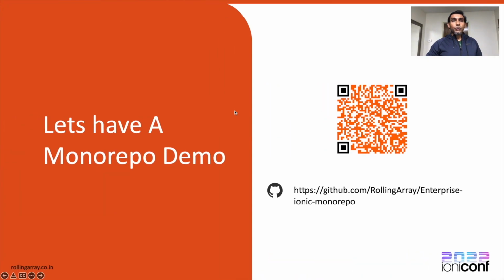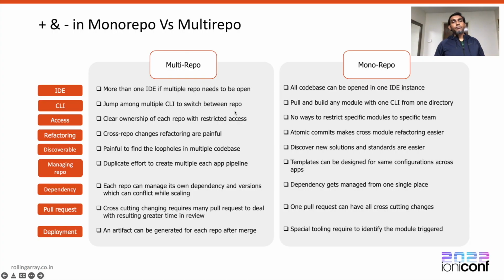Okay, coming back to some of the goods and bads about the monorepo versus multi-repo approach. On the IDE specification, on a multi-repo you basically work with multiple IDEs, versus on a monorepo your one IDE has all the applications. So you should be able to write code in your application as well as on the shared libraries at the same time. So that's a good one. You should be able to have one CLI open for all the applications and can work with them.